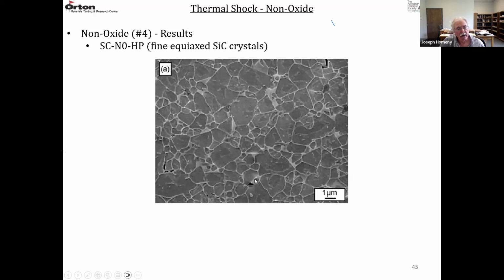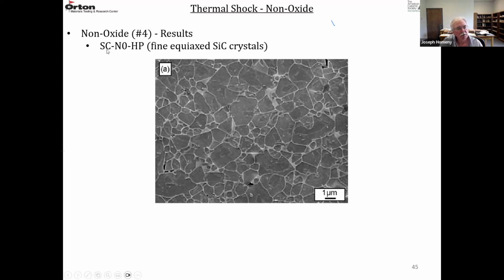So that's basically how the indentation thermal shock test works. You put in cracks of the same size and you keep increasing the delta T until the sample breaks apart. Cracks eventually grow and the sample falls apart.